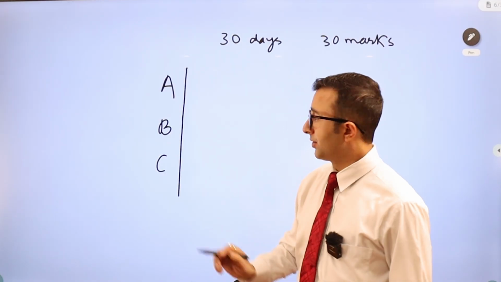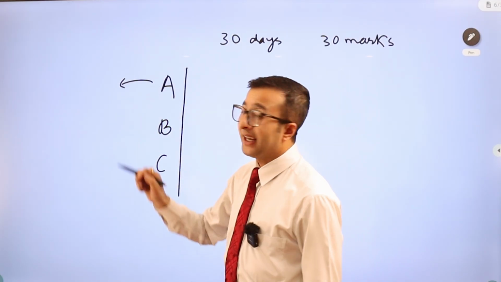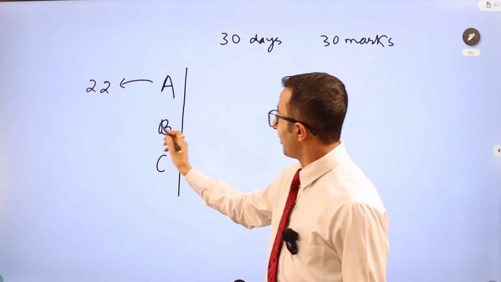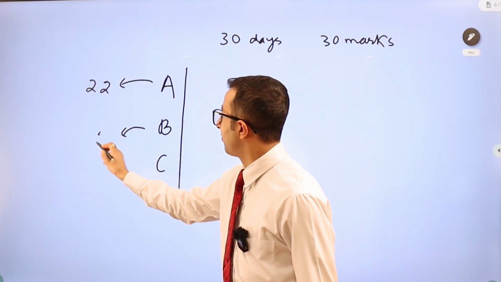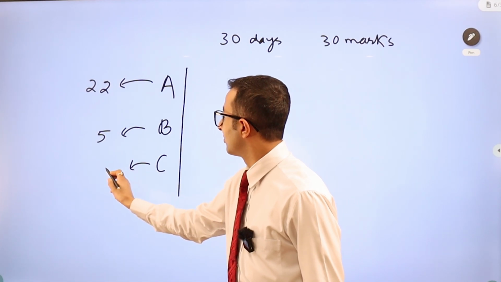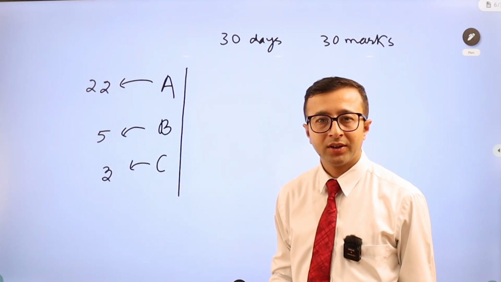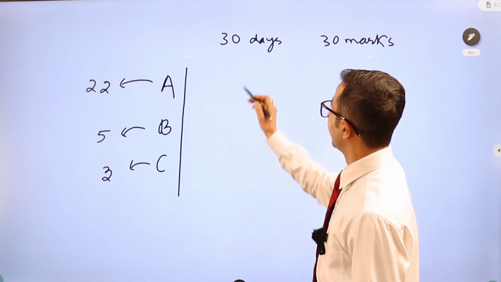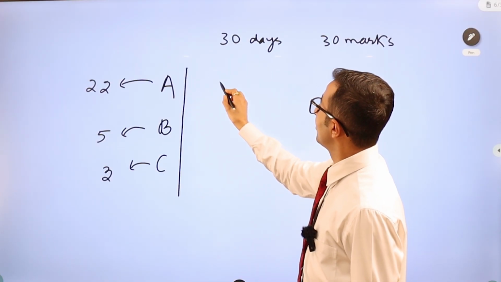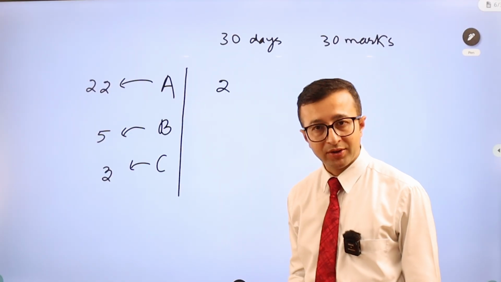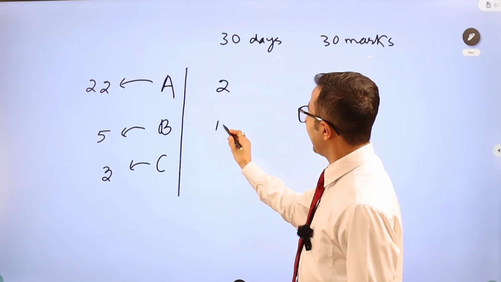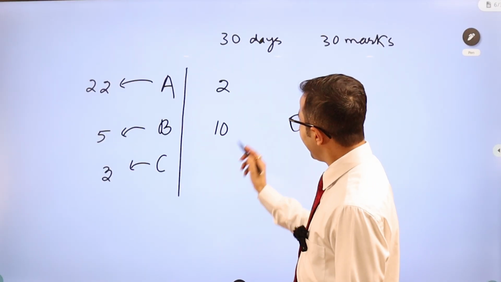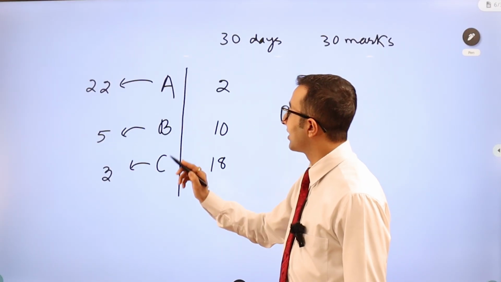Now, suppose this chapter A gives you 22 marks. And chapter B gives you, suppose, 5 marks and this chapter C gives you 3 marks. And you started preparing like this. Suppose you have given 2 days out of 30 days for chapter A. Let's say 10 days for chapter B, and the remaining 18 days you have given for chapter C.